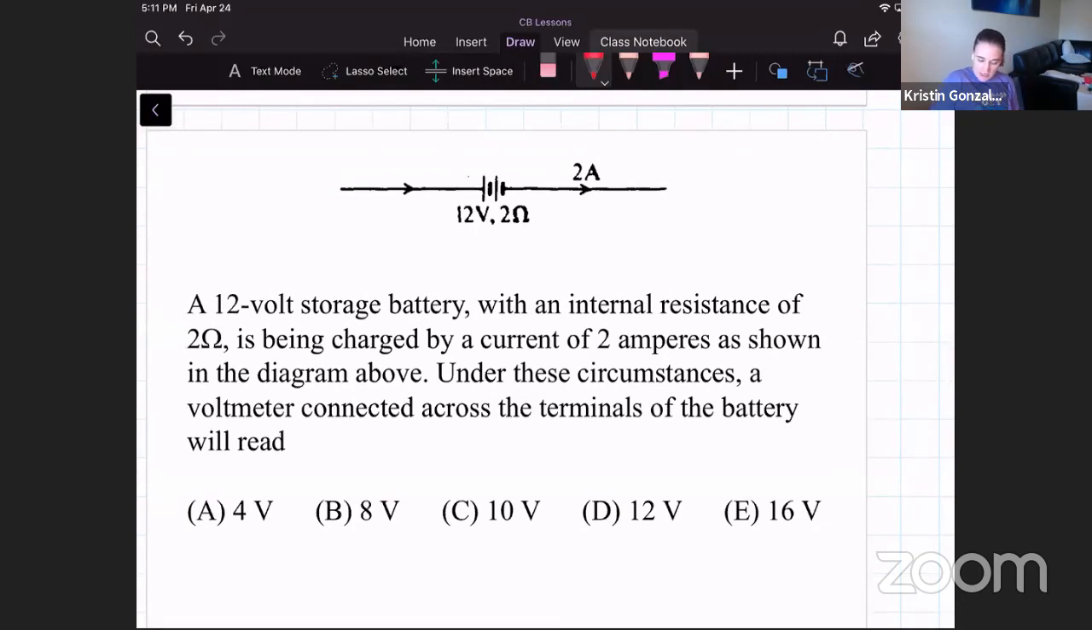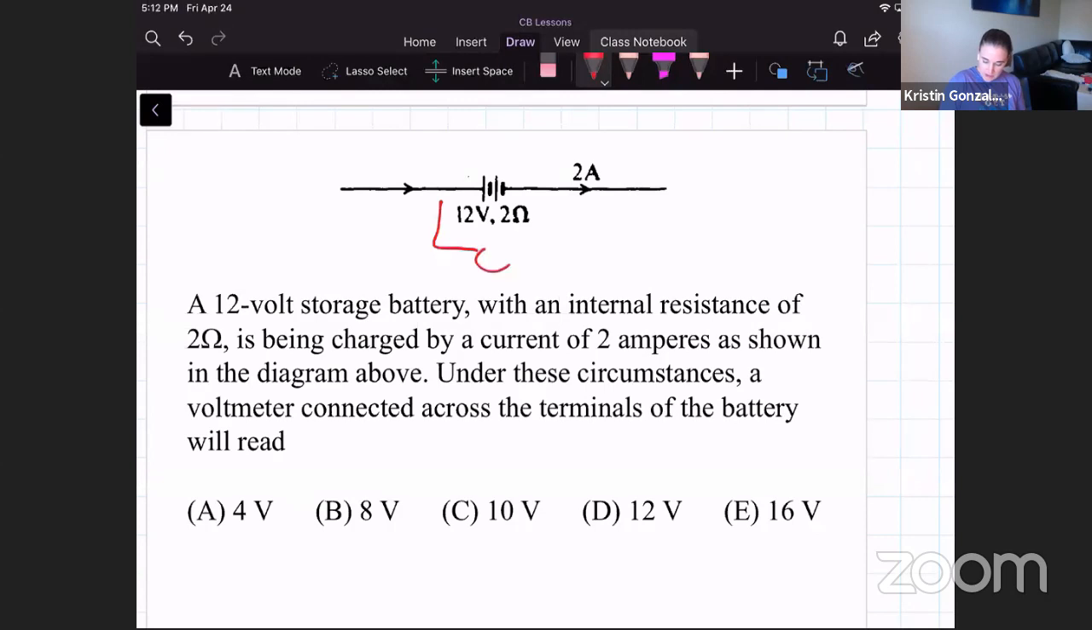What if we look at this one? We've got a 12-volt storage battery with an internal resistance of 2 ohms being charged by a current of 2 amperes as shown in the diagram above. Under these circumstances, a voltmeter connected across the terminals of the battery will read.